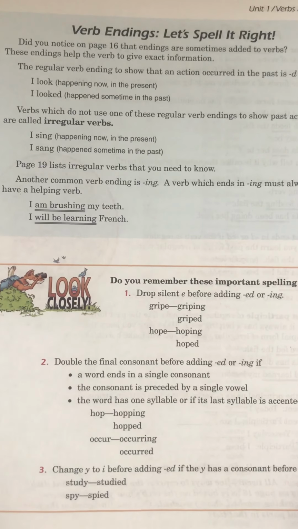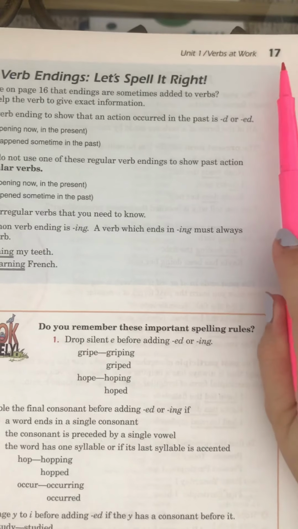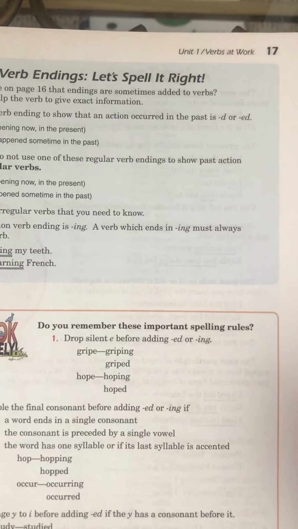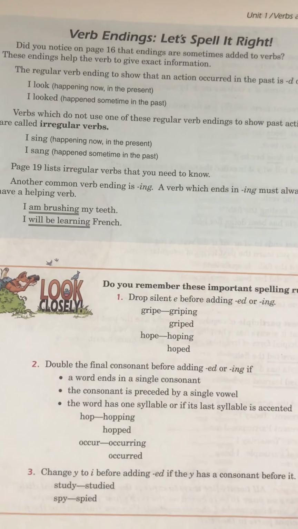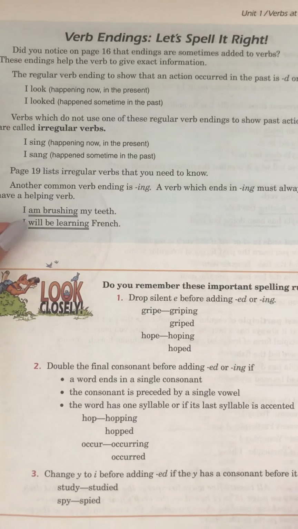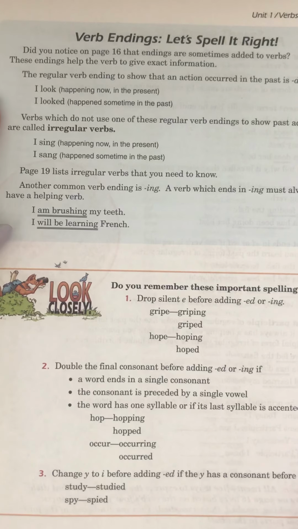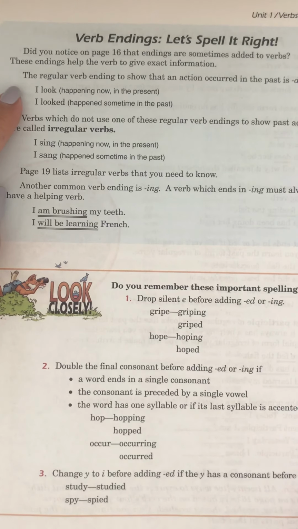So for your language lesson for Wednesday, September 2nd, you're starting on page 17 in your language book. However, page 17, you do not have any written work. But it is important that you read along with me because you will need this information for your future assignments. So I'm going to read this aloud and I would like for you to follow along.